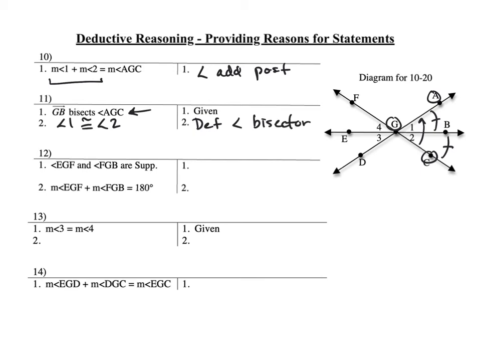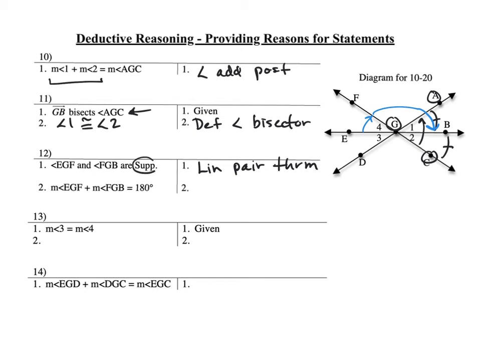Number 12, angle EGF and angle FGB are supplementary. Well, look at that. Together they make a linear pair. That is the linear pair theorem. Linear pair theorem. Used together they make a straight line.